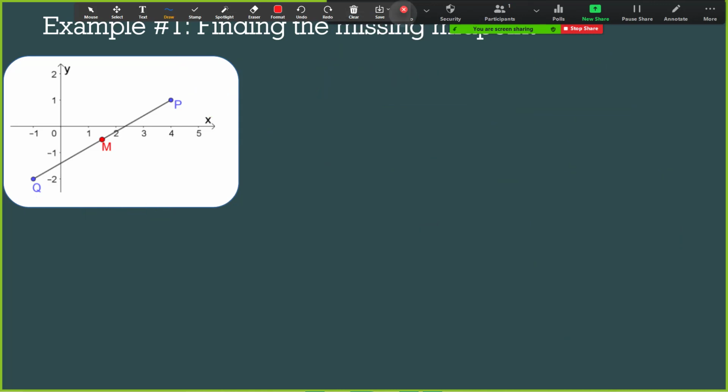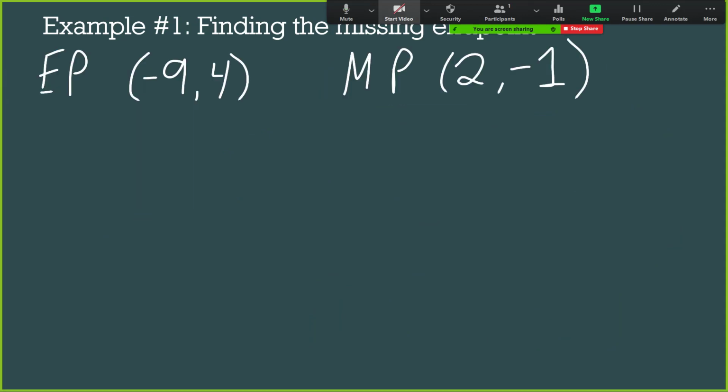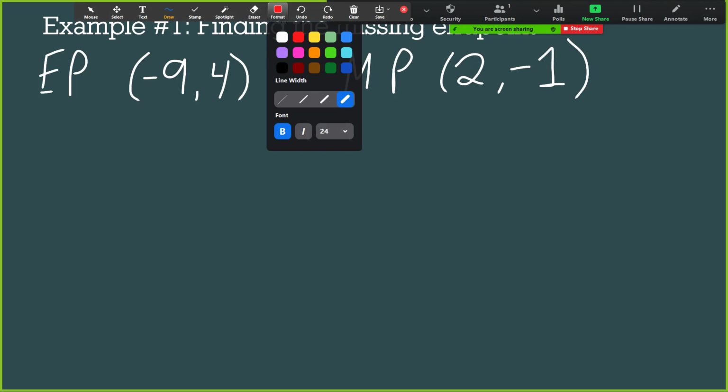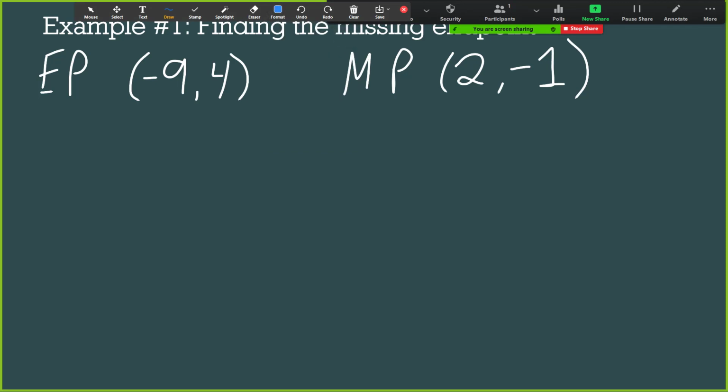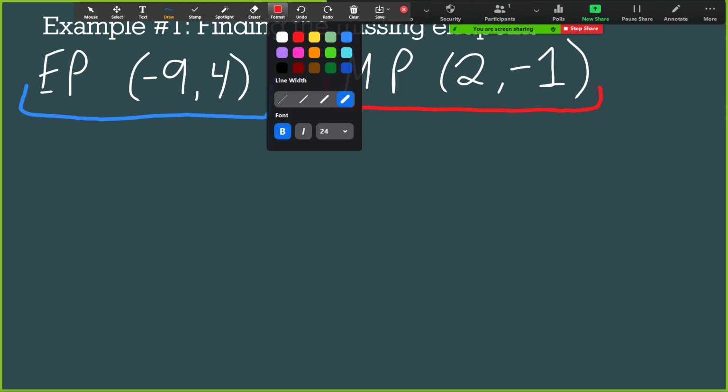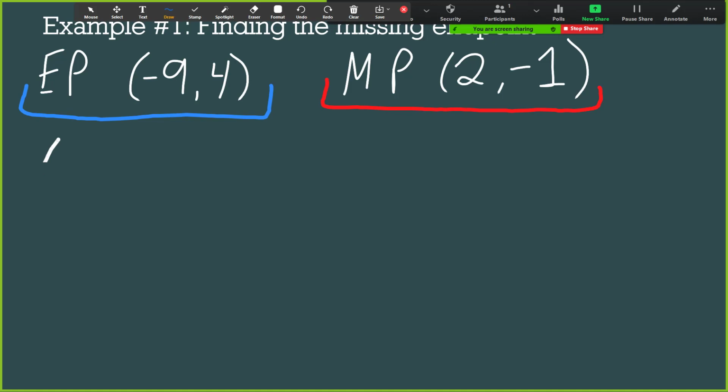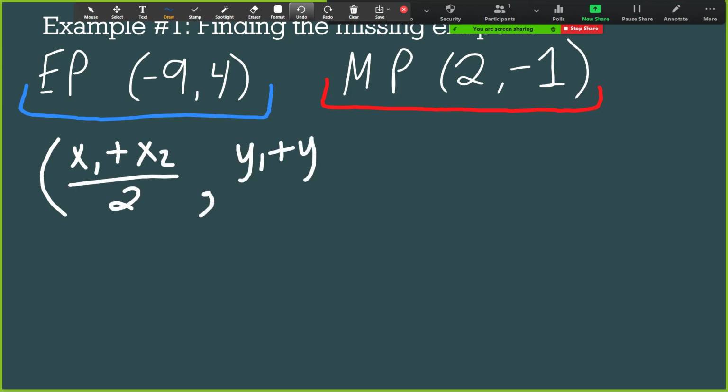Alright, for the next example, I'm going to be finding the missing endpoint. So make sure you pay attention. So for example, EP means endpoint, and then MP means midpoint. So the first thing I'm going to do is copy the formula, x1 plus x2 divided by 2, y1 plus y2 divided by 2.